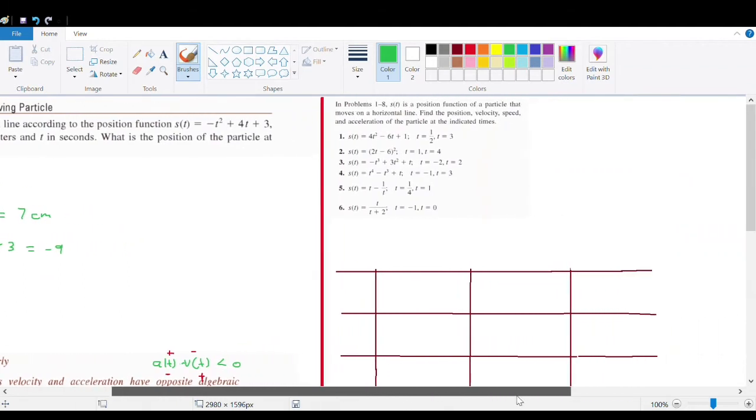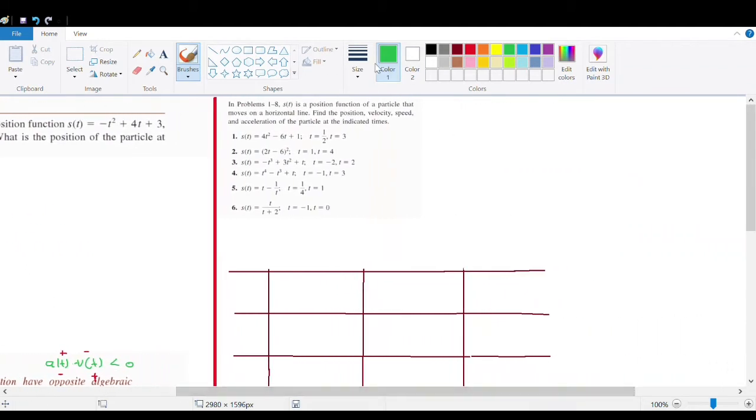So here we have in examples 1 to 8, s(t) is a position function of a particle that moves on a horizontal line. Find the position, velocity, speed, and acceleration of the particle at the indicated time. So we need to find the velocity, speed, position, and acceleration. From your textbook, we need to find number 4.